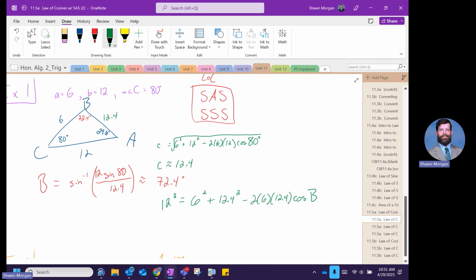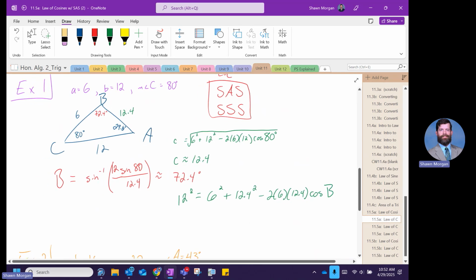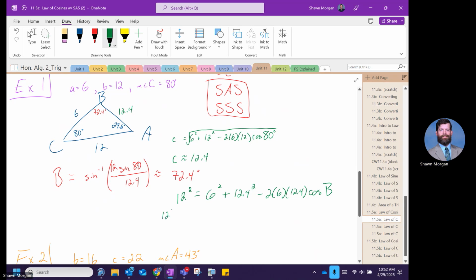Now, at this point, because my unknown is all the way tucked in with all of this other stuff, I want to start kicking this other stuff to the other side. So I'm going to subtract 12 squared minus 6 squared minus 12.4 squared. That gets rid of those 2 guys. Then I'm going to divide both sides by negative 2 times 6 times 12.4. This is not precisely how Delta Math describes to do this. I like to use the law of sines because I feel like it's simpler. Can you kind of tell that now? But to this point, could we now use the inverse?